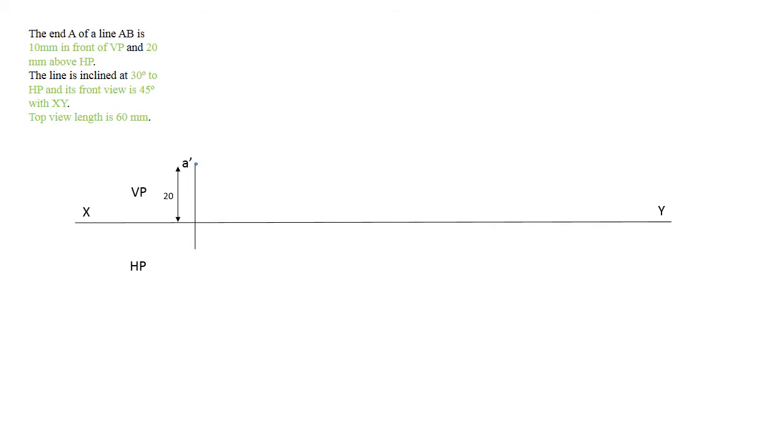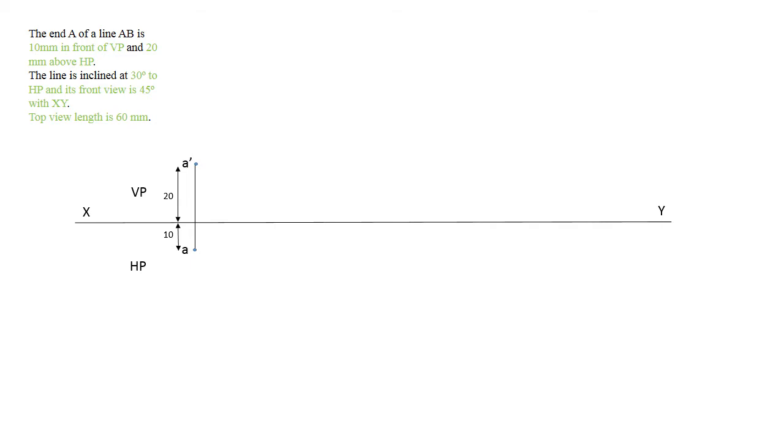And it's also given 10 mm in front of VP. So in front of VP means the point A has to come below the reference line XY. So measure 10 mm below XY and then mark the point A. So A dash is your front view of the point A, and A is the top view of your point A.